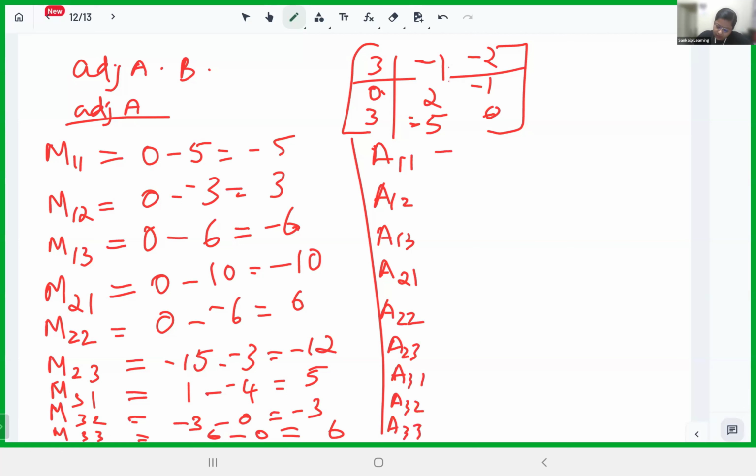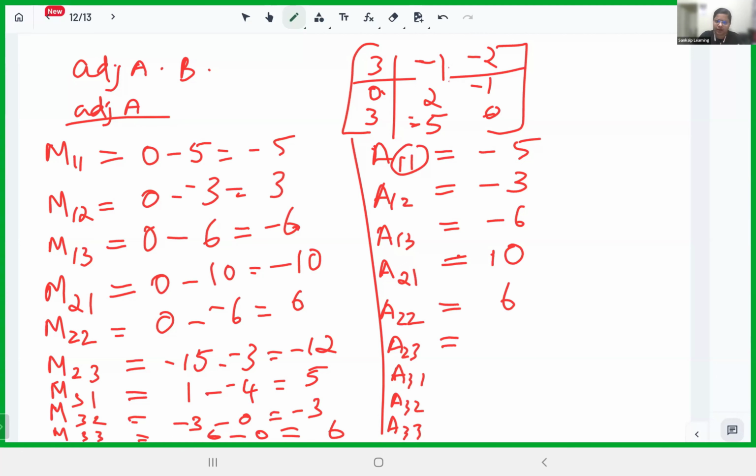So A11 is equal to minus 5 itself because 1 plus 1 is 2. It is an even number. Then 1, 2 is 3, which means you have to change. So it will become minus 3. 1, 3 is 4. So this is minus 6 itself. A21 means 2 plus 1 is 3. So you have to change the sign. So minus 10 will become plus 10. And 2, 2 means 2 plus 2 is an even number. So you don't need to change the sign. So it is 6 itself.